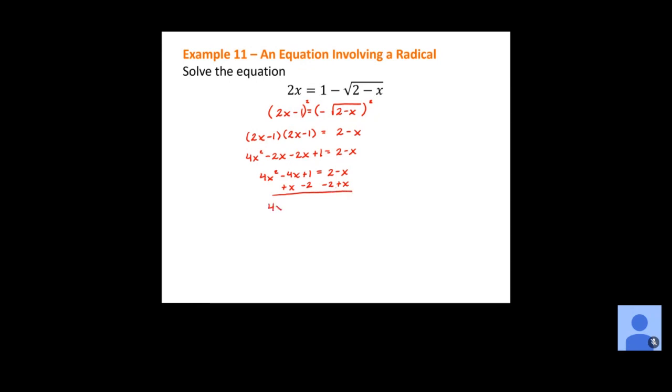So now we have 4x squared. That middle term is going to be minus 3x, and then a minus 1. Now that we've set it equal to 0, now we can try factoring, right? So what could I try here to get the 4x squared?